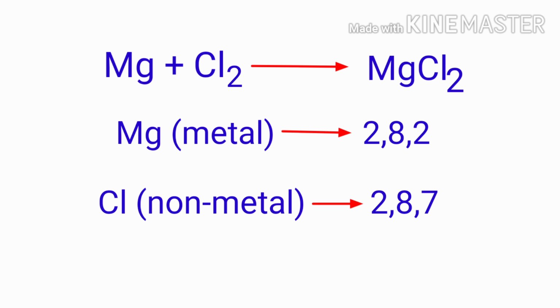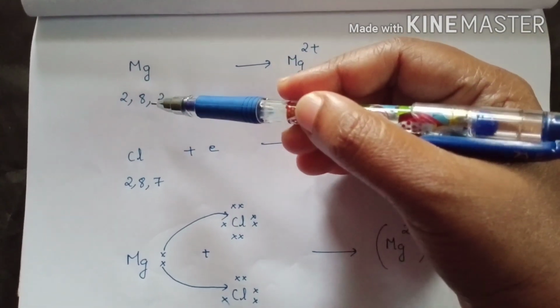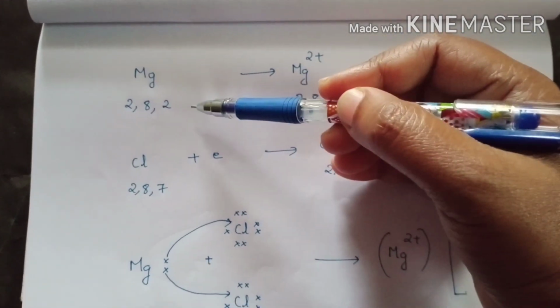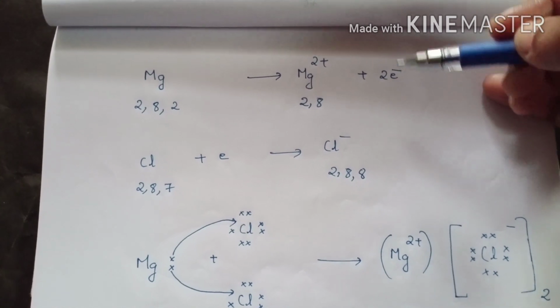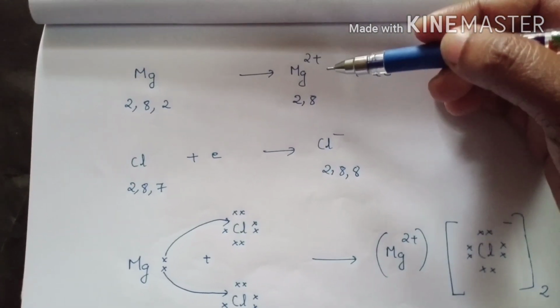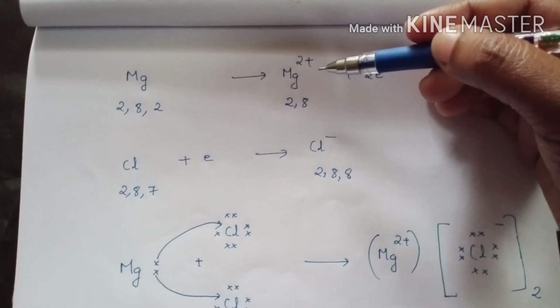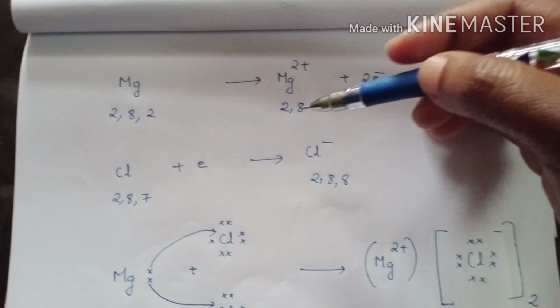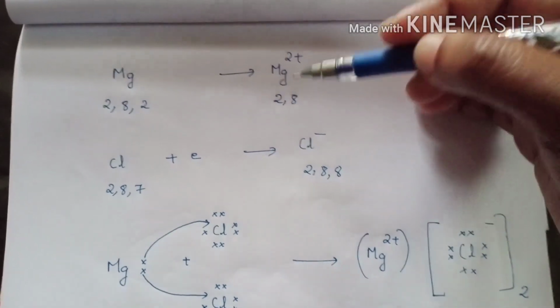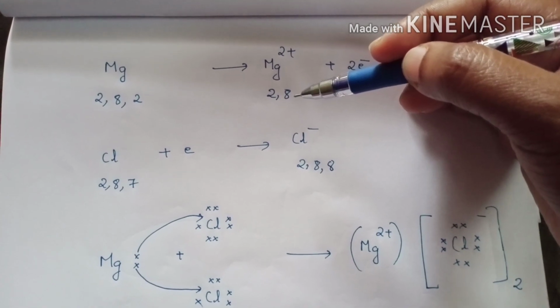As a result, it will attain stability as explained in the previous example. The electronic configuration of magnesium atom is 2,8,2, and on losing 2 electrons, it is converted to Mg2+ ion, which is a positively charged ion or cation, and it is called magnesium ion. Its electronic configuration is 2,8 and this is a stable electronic configuration.